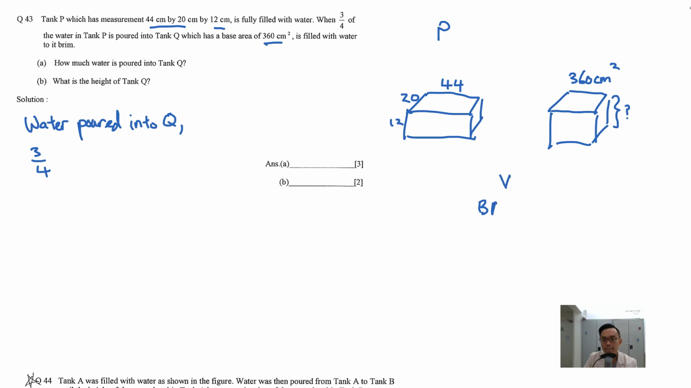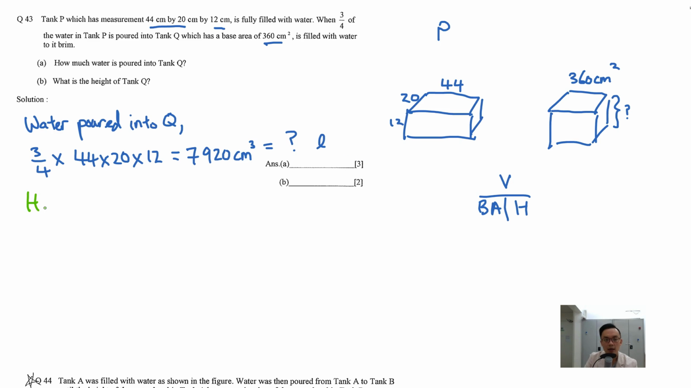Volume, base area, and height. Okay, so volume is base area times height. So 3/4 times base area, 44 by 20, 44 by 20, by height is 12. And the answer is equal to 7920 cm cube. Okay, I want you to change this to liters. So how many liters are there? I want to see the answer later.